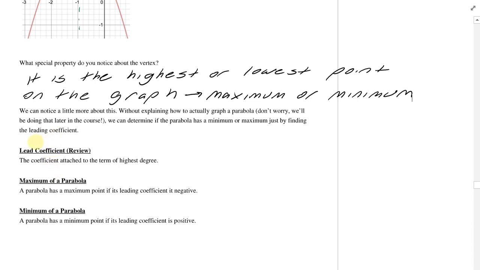I have those definitions here, and just a couple things I want to review. The leading coefficient, this says lead coefficient, it should say leading coefficient, my bad, please forgive me. The leading coefficient is the coefficient attached to the term of highest degree. If you think about ax squared plus bx plus c, the form of my quadratic, it is the a that is the leading coefficient. And then the maximum of the parabola is a characteristic. A parabola has a maximum if its leading coefficient is negative, and a parabola has a minimum if its leading coefficient is positive.